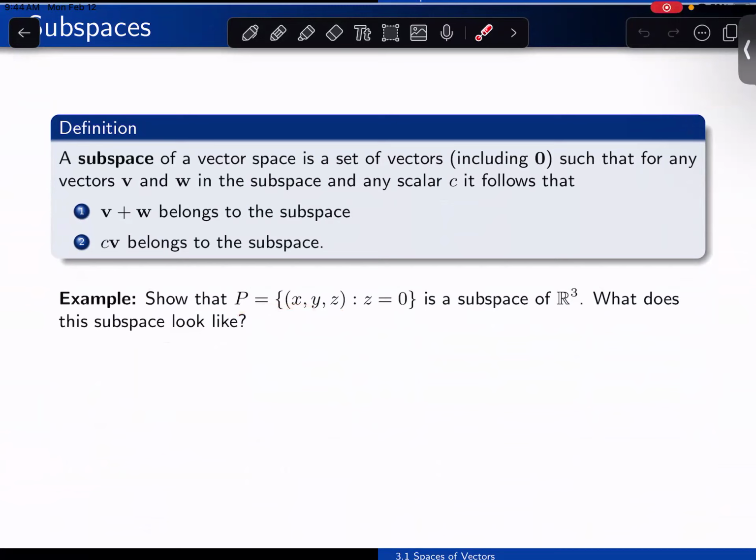So for this example, we want to show that the following collection of vectors in R3 is a subspace of R3. Everything's pretty typical, right? The only thing that's unusual is we're always letting z be equal to 0. And so if you want to show that this is a subspace, you first need to show that P is closed under addition.